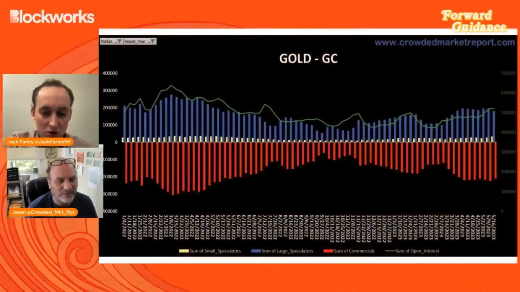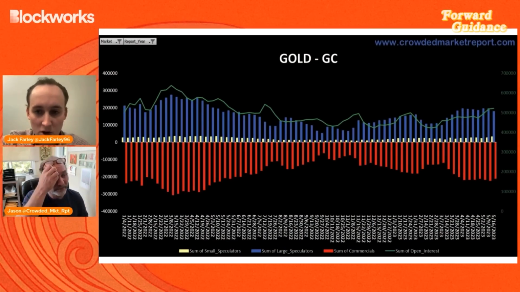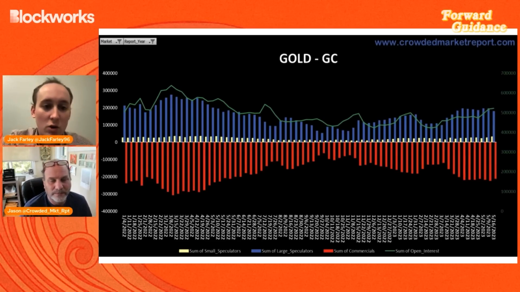Thanks, Jason. Let's put on another chart, which can actually show this in some detail. Red is commercials who produce the underlying, and speculators are blue or yellow. Large are in blue, small are in yellow. If you produce the underlying commodity, it makes sense that you will always be short. If you're a gold miner, you're never going to buy gold futures, you're going to be shorting gold futures. It is extremely rare, not impossible, but extremely rare to see that red line go positive.